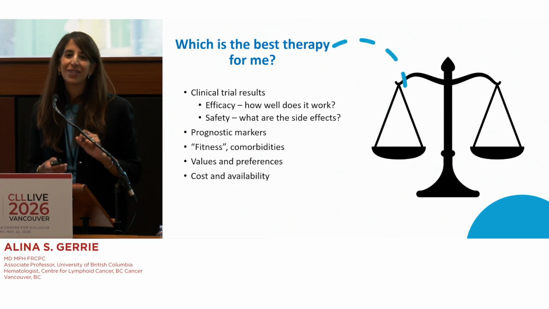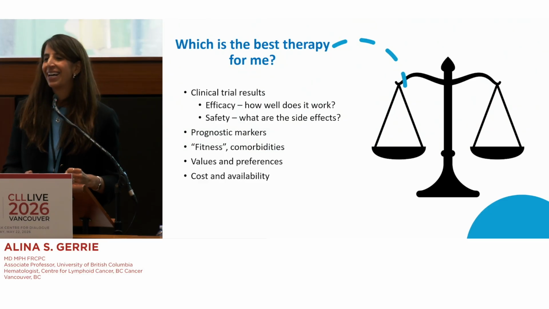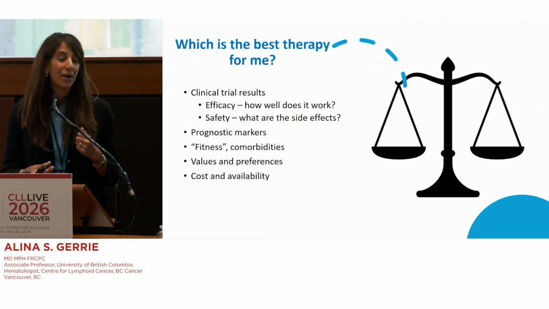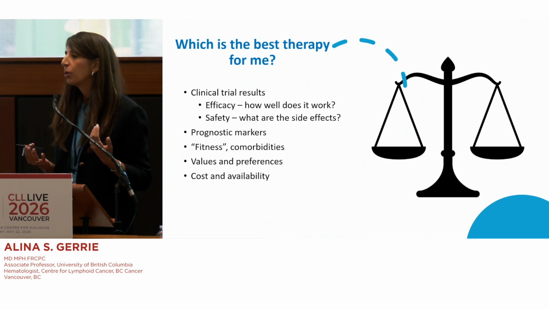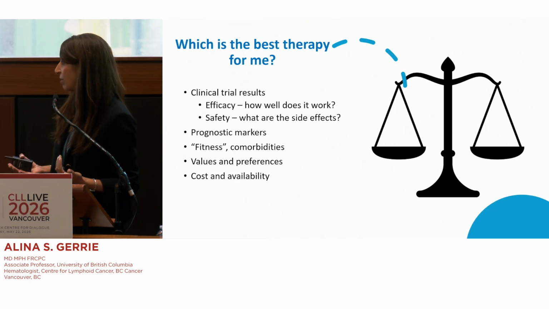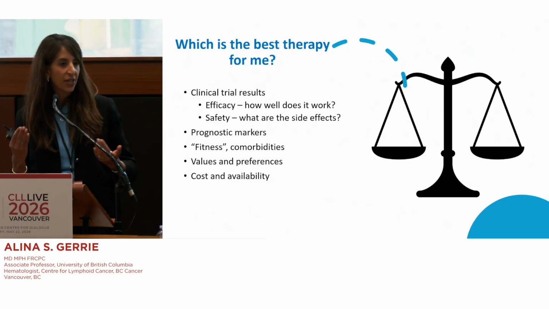We also look at something that we call fitness. And this doesn't mean how much you can bench press at the gym. That's not what we're talking about here. We're talking about someone's overall medical conditions. What are their other, we use the word comorbidities, but it means what are your other medical problems? Heart disease, you have asthma, diabetes, high blood pressure. What other things are happening?